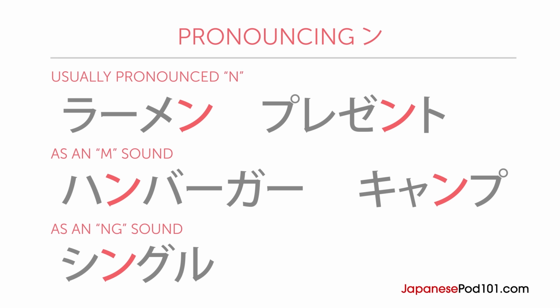Just like the hiragana n, you can never start a word with the katakana n. It can only be found in the middle or at the end of words. Again, just like in hiragana, the pronunciation of n varies a bit depending on the syllable that comes after it. It sounds like an m sound when it comes before a b or p sound. For example, hamburger and camp. It can also sound like an ng sound when it comes before a g sound, like in shinguru.